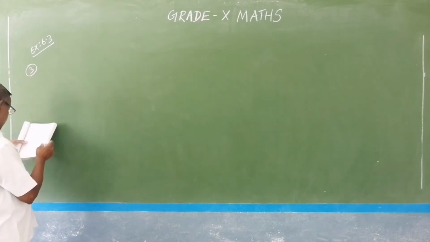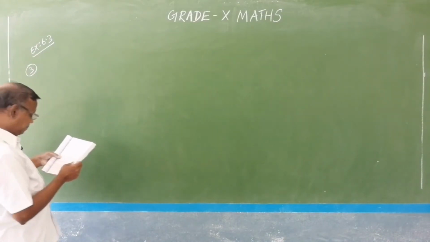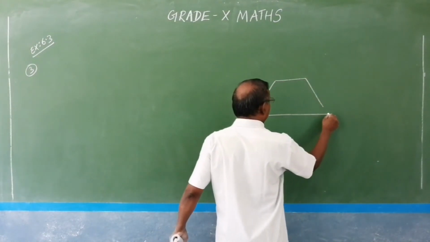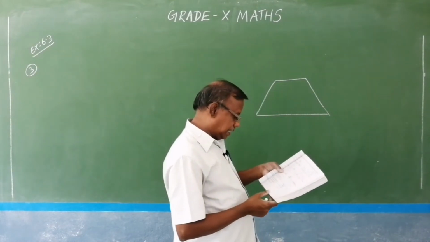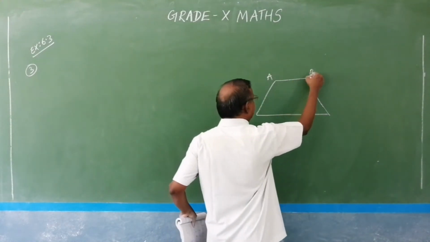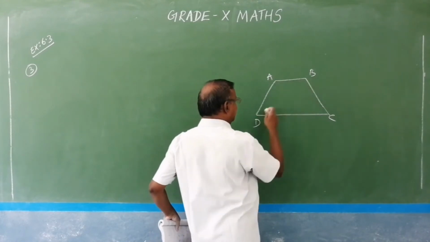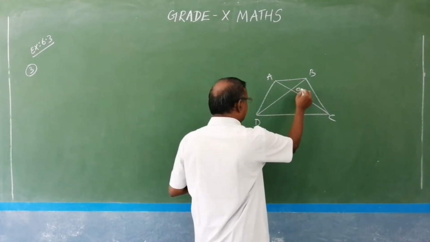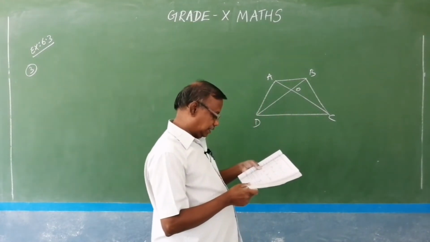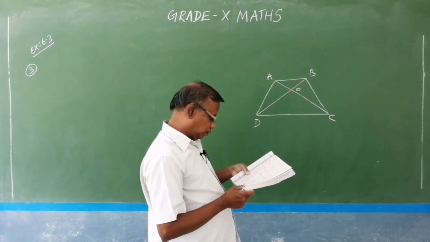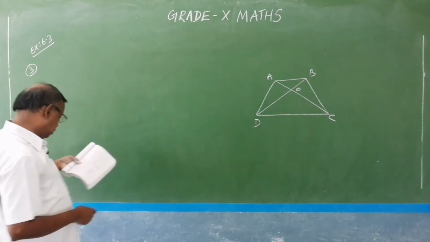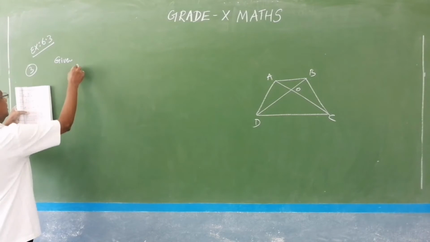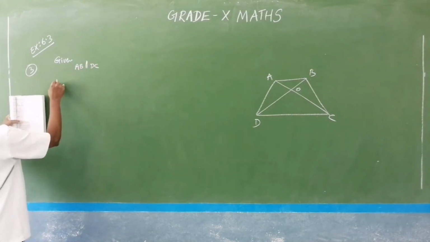Question number 3. Diagonals AC and BD of a trapezium ABCD. Let us draw a trapezium ABCD such that AB is parallel to DC. Now join the diagonals AC and BD, intersecting each other at the point O. Using similarity criterion for two triangles, show that, that means to prove. First, what is given? Given AB parallel to DC.